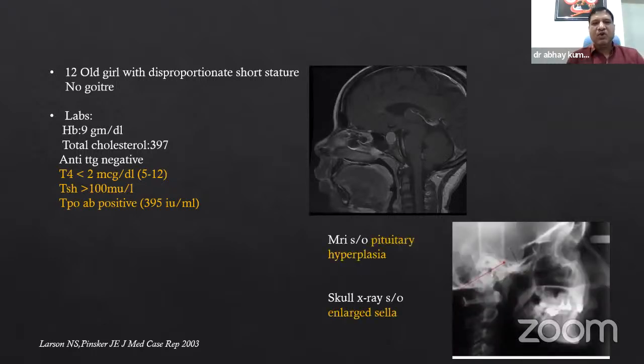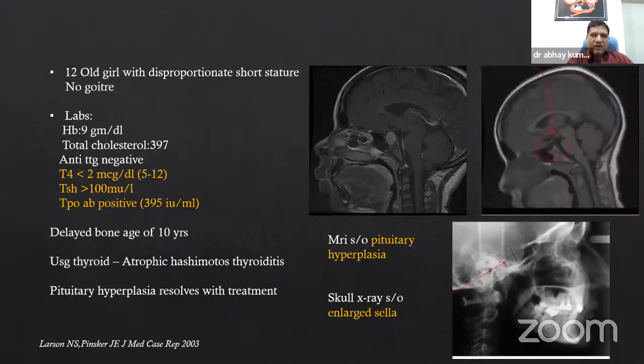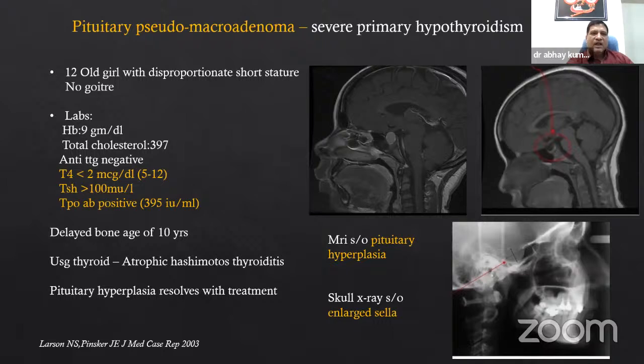So it is a classical case of primary hypothyroidism. You see MRI showing pituitary hyperplasia, and the skull X-ray showing an enlarged sella turcica. The bone age is significantly delayed. Ultrasound shows atrophic Hashimoto's thyroiditis. So the pituitary hyperplasia resolves with treatment. You see, after treatment, there is a significant improvement in the pituitary. So this is a pituitary pseudomacroadenoma.